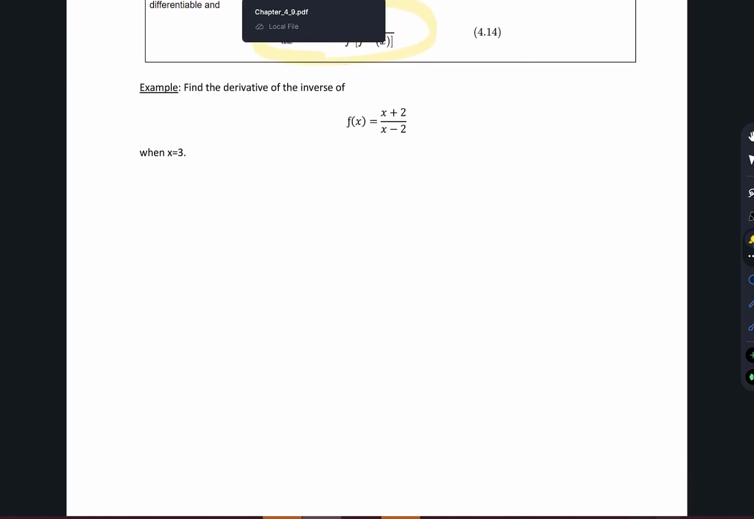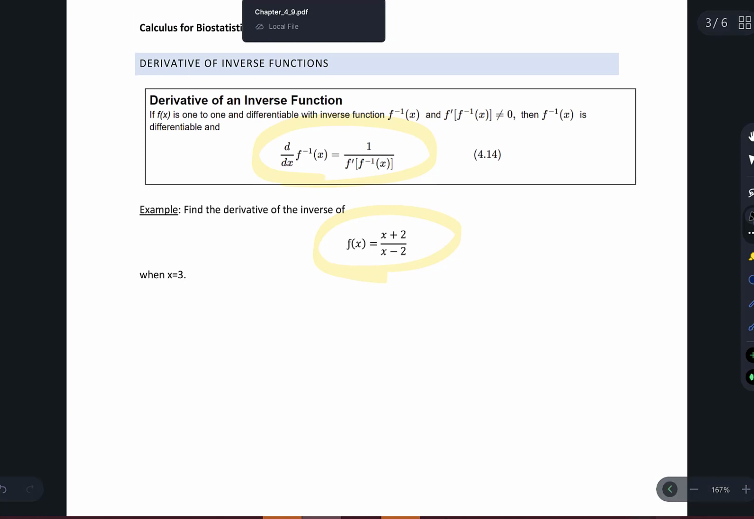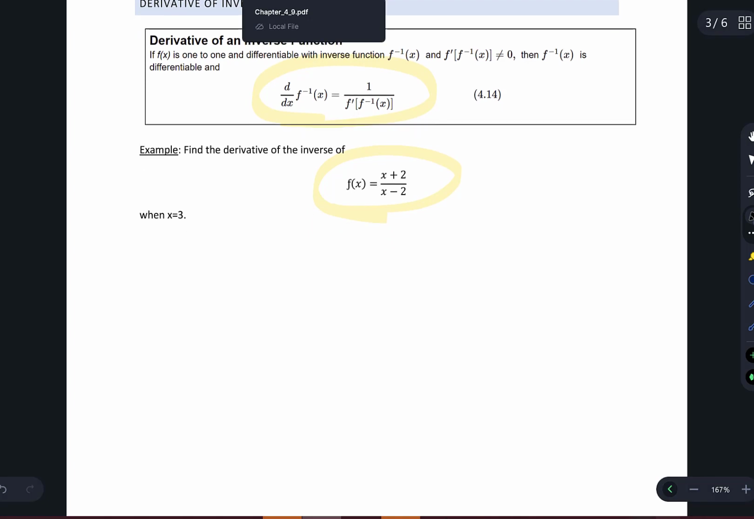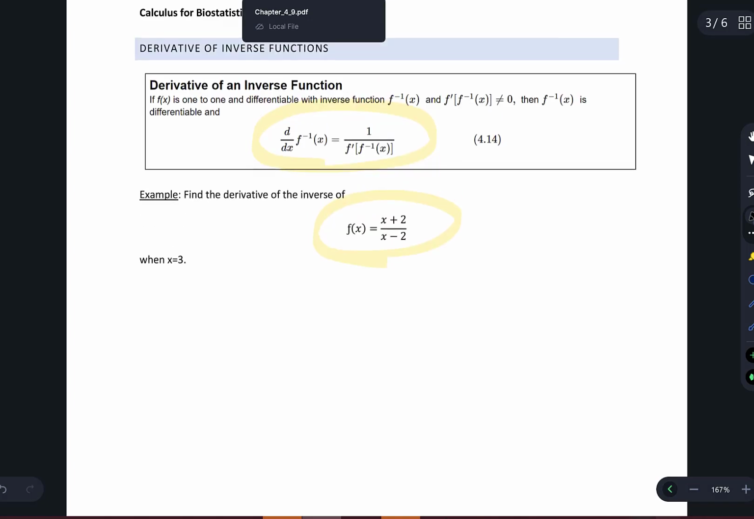So here we're going to find the derivative of the inverse of the function we just looked at when x is equal to 3. So we're first going to use this definition, and then we're going to go back and actually take the derivative of the inverse function and see if we get the exact same solution. All right, so starting out here, in order to apply this, we do need to make sure that f of x is 1-to-1 and differentiable.